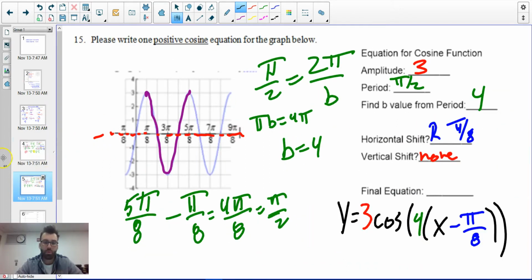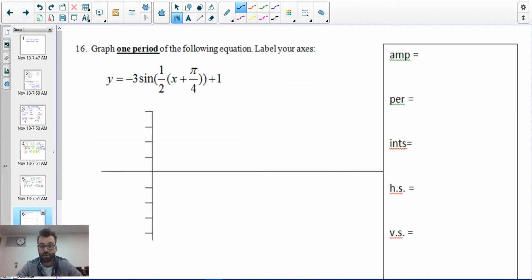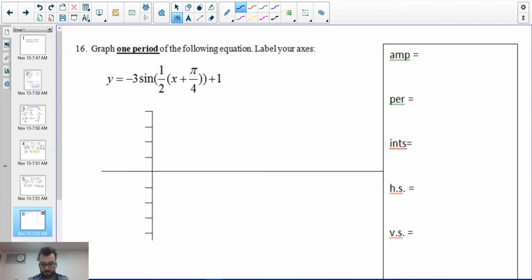I did a lot more work on the last one because I didn't need to do as much on this one. That's pretty sick. Okay. Loving it. Loving it.